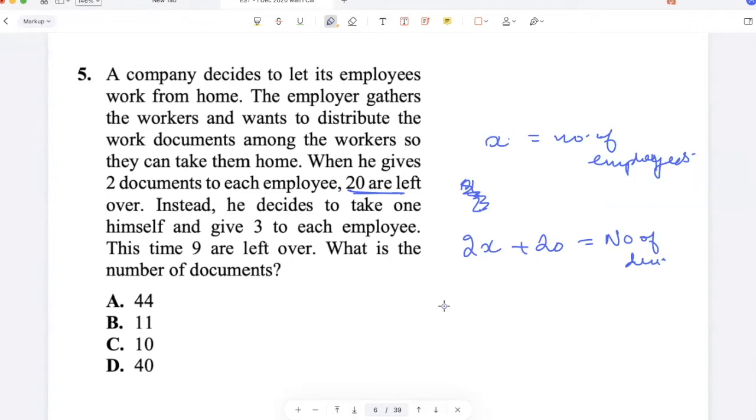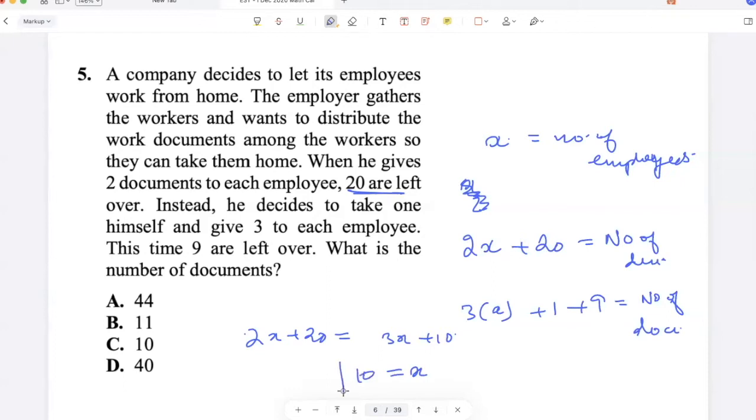And if he takes one himself and gives 3 to each employee, so 3 to each employee, and he takes one himself. So plus 1 plus 9, that is the number of documents, right? So that is what is left over. So these two should be the same. So 2x plus 20 is 3x plus 10. So x is 10, right? So the number of employees is 10. So the number of documents would be 10 into 2, 20 plus 20, 40.